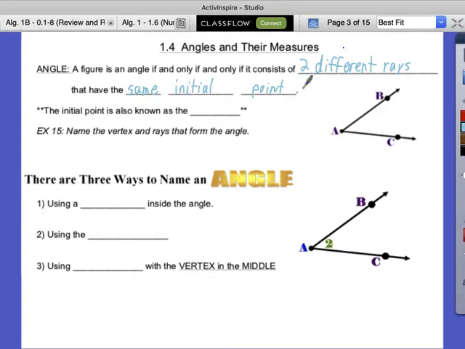I did. I'm like, why does he keep saying we only have one ray? And I'm like, oh. That makes sense. Okay. That was pretty good.